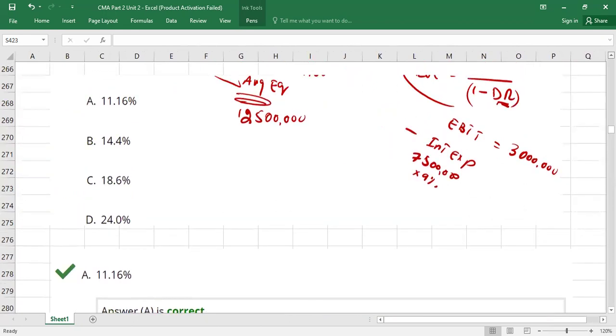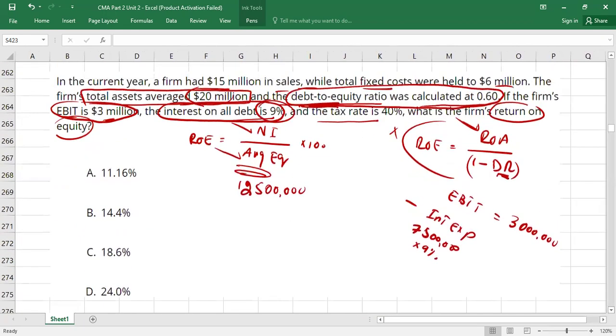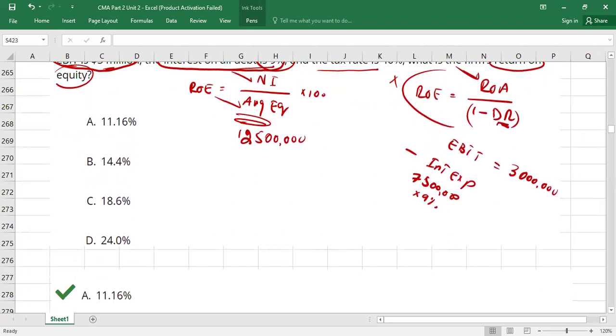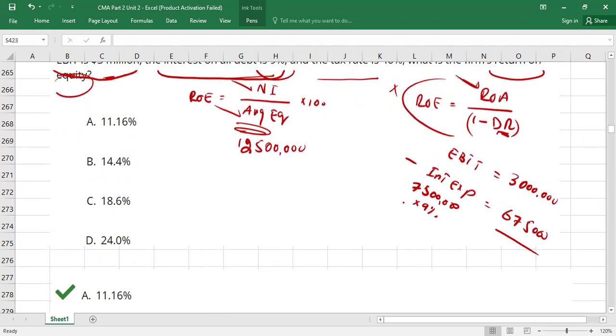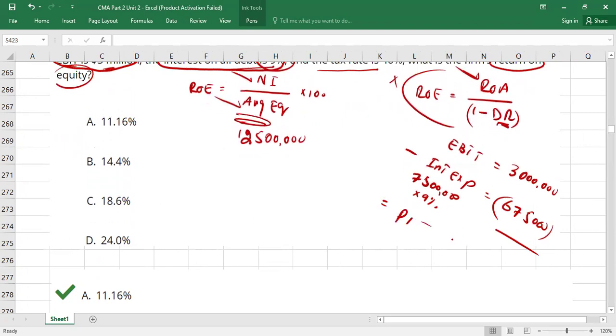So look here, the interest percent is 9%, right? This will give you the value of interest. 7.5 million multiplied by 0.09, so the interest expense is going to be 675,000. This will give you PBT, profit before tax. So 3 million minus 675,000 is going to give you 2,325,000. From there, I can deduct tax expense.